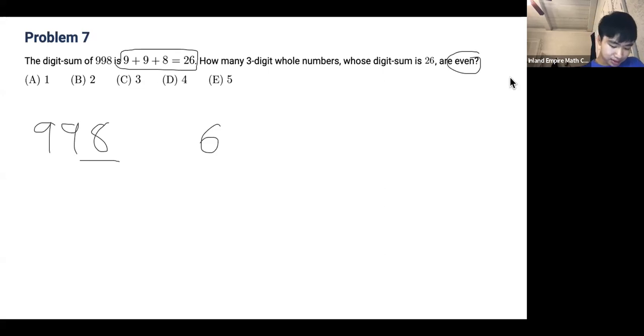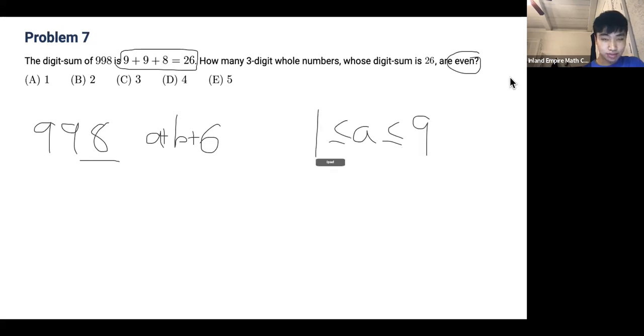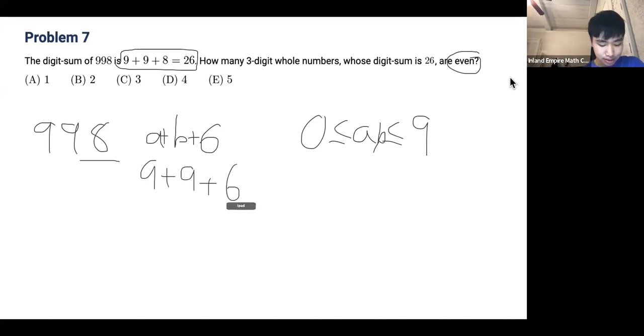So if we get a number 6, and let's call the other two numbers a and b, well, a plus b plus 6, and a and b have to be greater than or equal to 0. Though of course b can be 0. But what this means is that even if we try to make a and b the biggest possible number, which is 9, 9 plus 9 plus 6 is only 24. And anything smaller than 6 in the units place would not work.